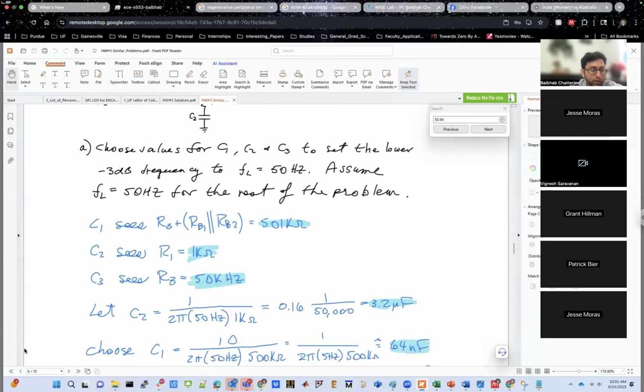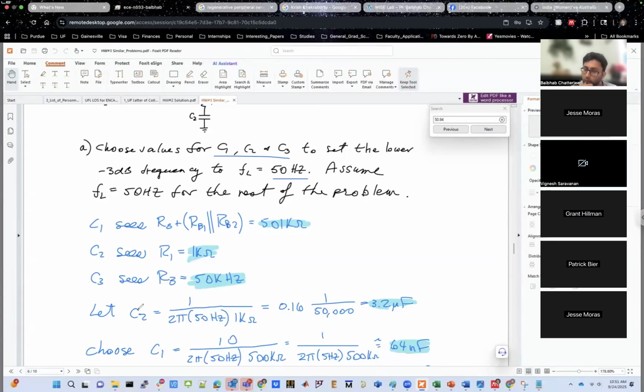Now you are asked to find out the values of C1, C2, and C3. Your R values are given. Find out the value of the capacitance so that the lower cutoff frequency is 50 Hertz. For that, again, as we discussed, there has to be only one dominant pole. That means you can only consider one of the RCs. So 1 upon RC would be your dominant pole. Only one of the capacitors should contribute to the dominant pole. Others should contribute to non-dominant poles.